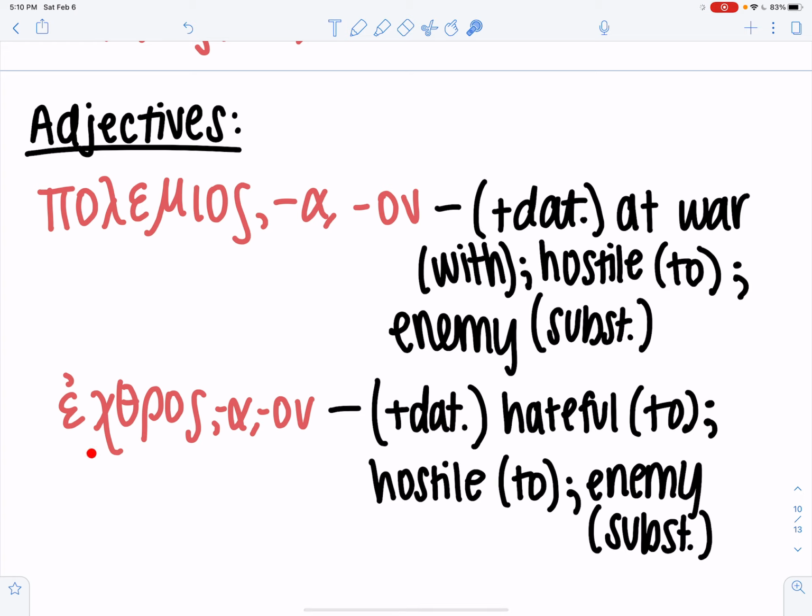So for now, on to our next adjective, echthros, or ekthros. Again, depending on your pronunciation with that key. Echthros takes a dative also and means hateful to or hostile to. So these are pretty similar. And just like polemios can mean enemy as a substantive noun. The slight difference between these two, there is a difference. The difference between these two is that polemios, when used as enemy, means enemy in terms of war, in a warlike context. Echthros means enemy in a more personal way, a personal enemy. This is why it means hateful to, not at war with. So there's different connotations to these adjectives.